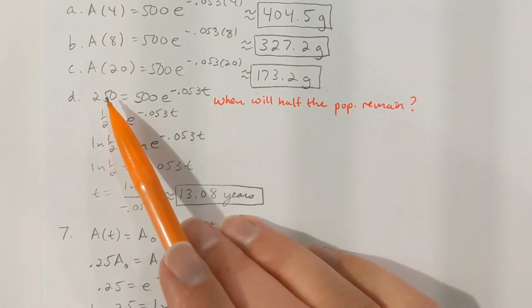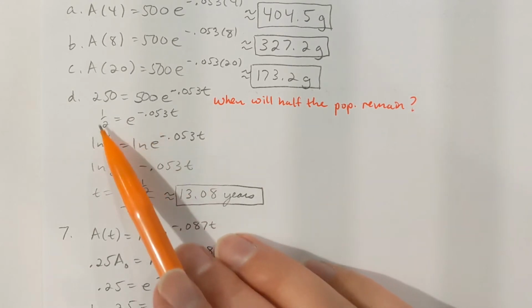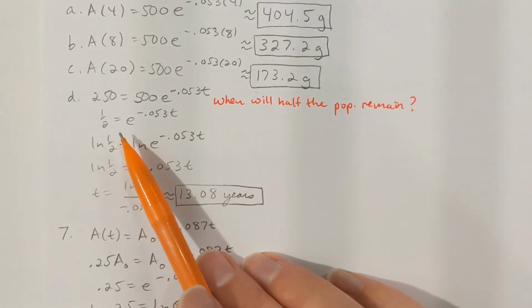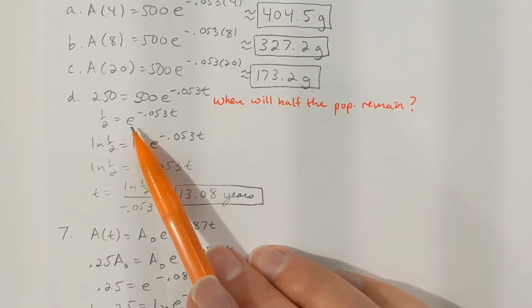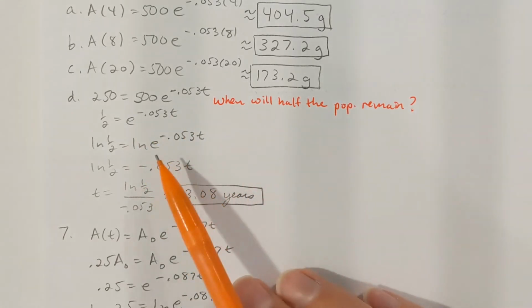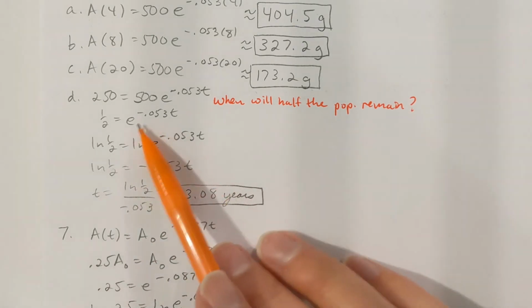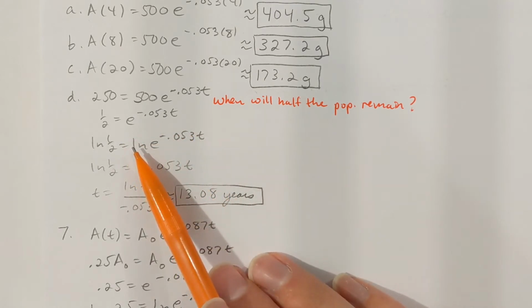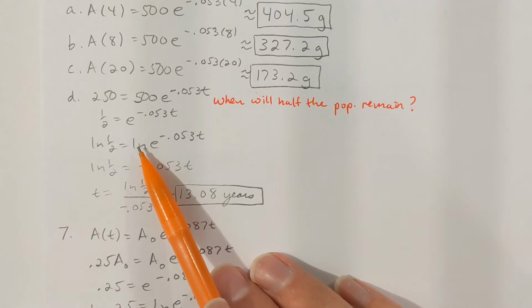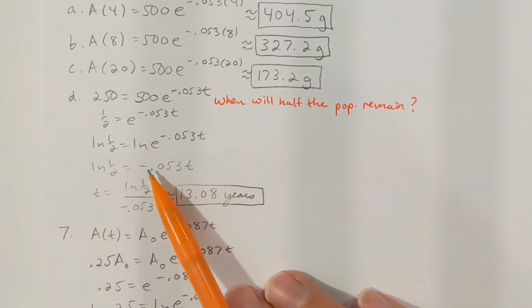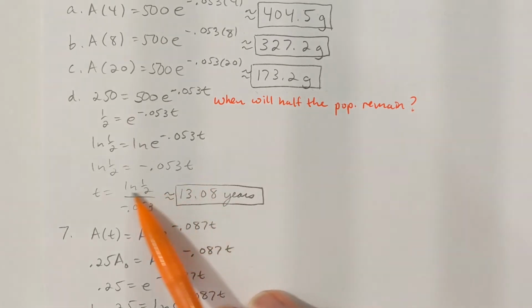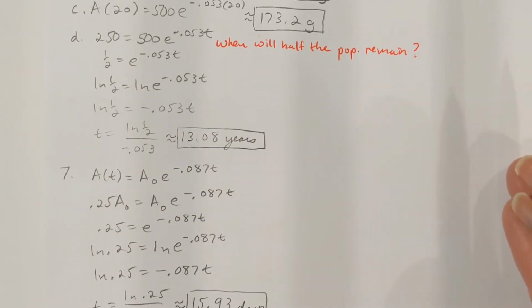Divide by 500, 250 over 500 is 1/2. The bases are not going to match nicely here. There's no easy way to rewrite 1/2 as e to some power, and there's also no easy way to rewrite e as 1/2 to some power. So I'd want to consider using logarithms next. Take the ln of both sides. That allows the power inside the logarithm to come in front of the logarithm on the right. And so on the right, I'm looking at negative 0.053 times t times the ln of e. Remember that the ln of e is 1. And now divide both sides by negative 0.053.